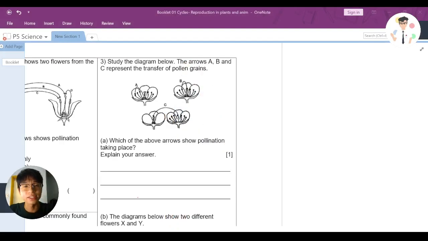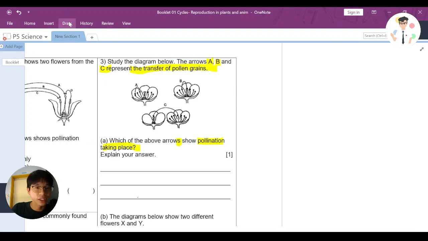Welcome back to your class, and this is a discussion for our reproduction in plants and animals booklet. Now we're looking at this question. This question says, study the diagram below. The arrows A, B, C represent the transfer of pollen grains. Okay. Now A, which of the above arrows shows pollination taking place?